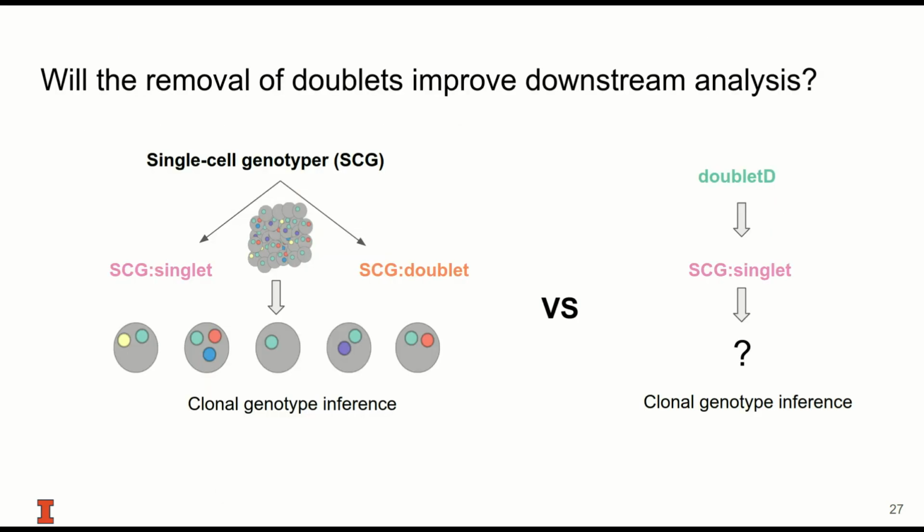So next, we examine if the removal of doublets with doubletD can improve downstream analyses, such as clonal genotype inference. So in particular, we sought to compare the ability of SCG to infer the ground truth genotype set in 3 different ways. So first, we ran it in its singlet mode, which doesn't account for doublets. Then we ran it in the doublet mode, which is a more complex model that also models the presence of doublets. And then finally, we looked at what would happen if we use our method doubletD to identify and remove the doublets, followed by running SCG in singlet mode.